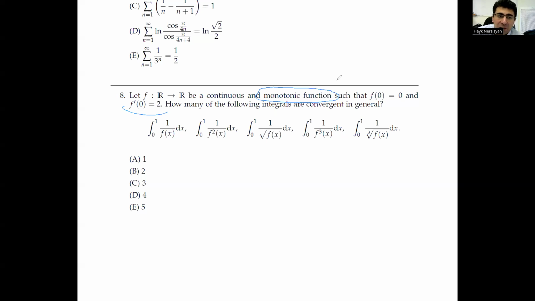Testing. 1 over f. Is it going to be always convergent? Or you can bring me an example for which it is divergent.